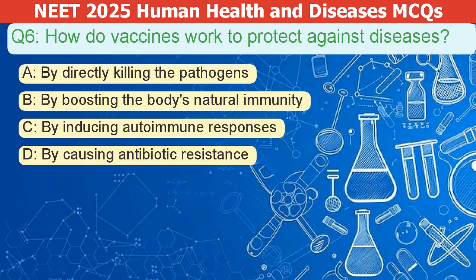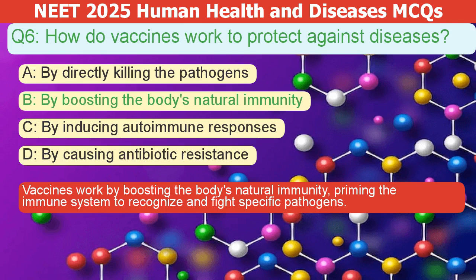How do vaccines work to protect against diseases? A. By directly killing the pathogens. B. By boosting the body's natural immunity. C. By inducing autoimmune responses. D. By causing antibiotic resistance. The correct answer is B. Vaccines work by boosting the body's natural immunity, priming the immune system to recognize and fight specific pathogens.